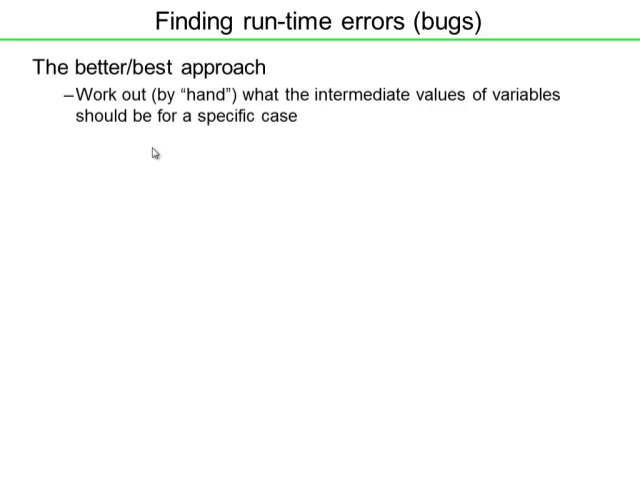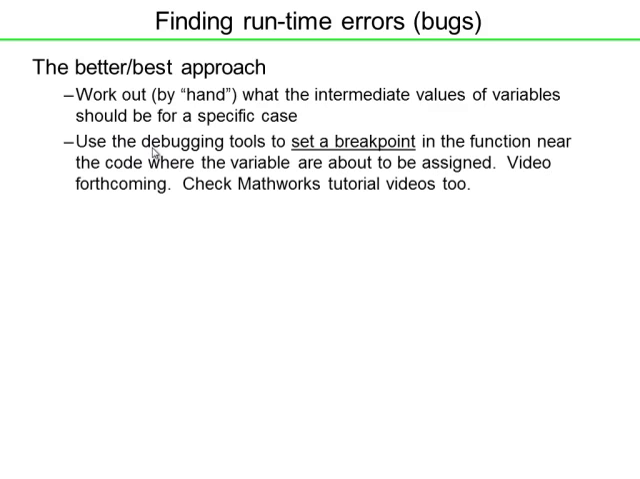Same thing, work out by hand what the intermediate values should be. Use the debugging tools. This avoids removing semicolons. It avoids changing the file. It allows you to stop the program in the middle of its execution and examine variables. I will make some videos on this soon, and you'll see how to do that. You can also check the MathWorks tutorial videos for how to use the debugging tools. That's what I'd like to say about this right now.